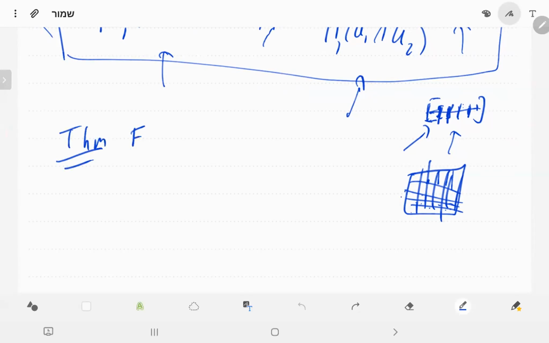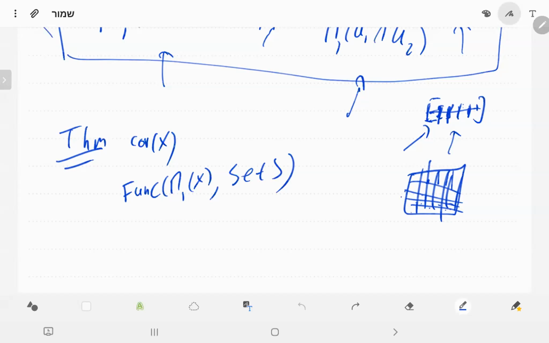So we have coverings of X, and we have functors from pi1 of X to sets. So now we have a functor in one direction. Let me see what is that direction. Yeah, I think the most natural direction is this. No, sorry.